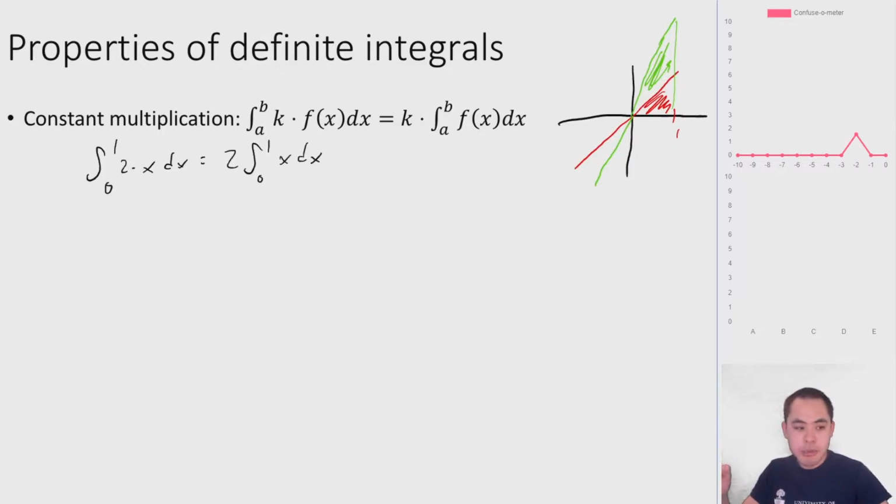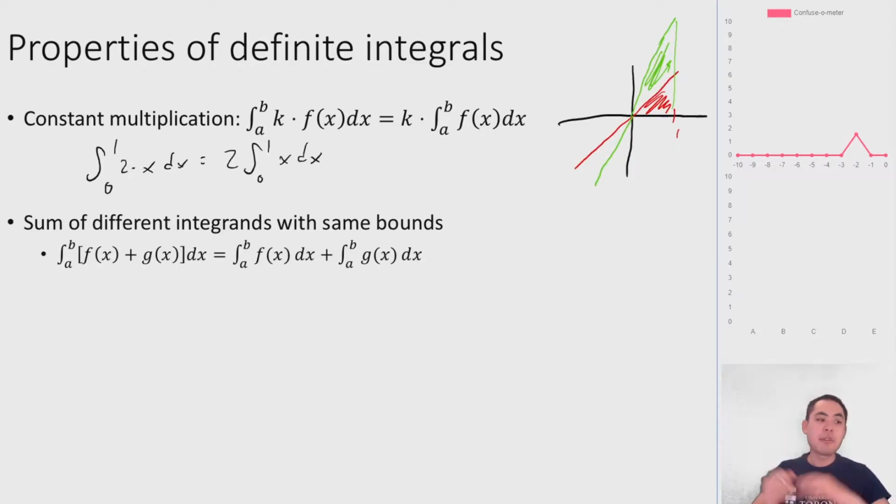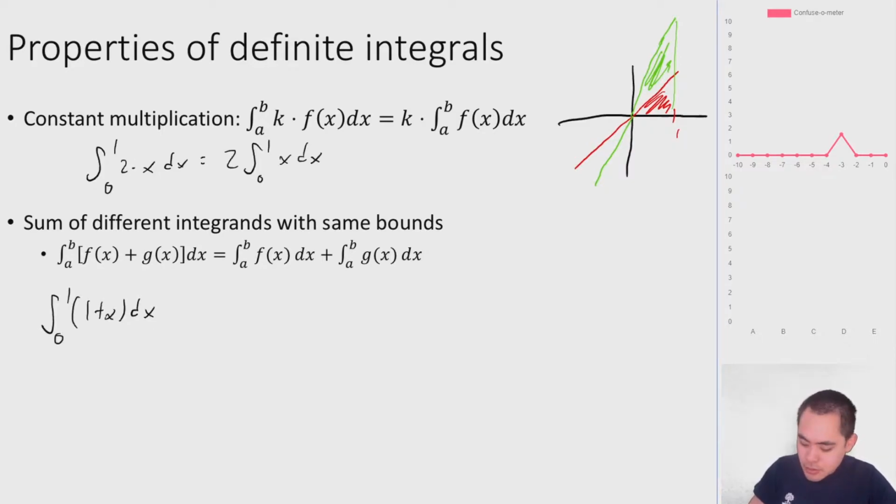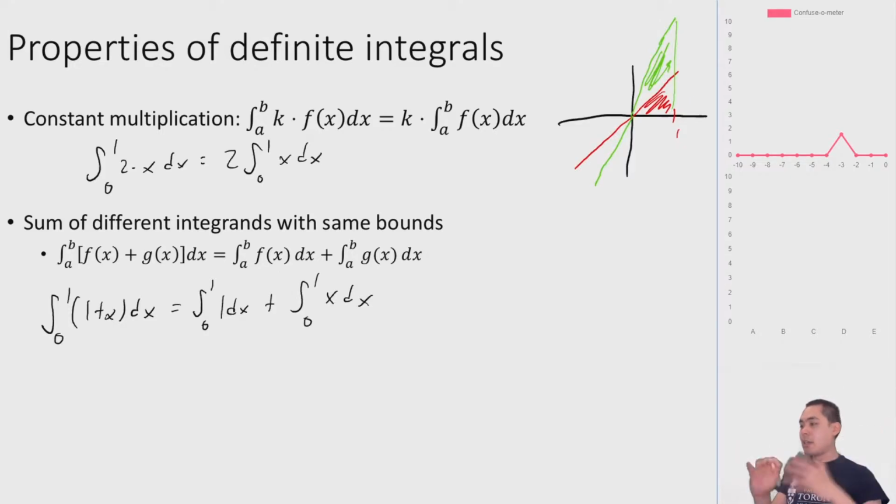Okay, what are some of the other properties? Well, one of the other properties is that if you have the sum of different integrands, so by integrand, I mean the stuff inside of the integral, with the same bounds. So what we are saying is that if you have the integral from 0 to 1 of 1 plus x dx, well, this is equal to the integral from 0 to 1 of 1 dx plus the integral from 0 to 1 of x dx. So basically, the summation, you can separate it out or bring them together. That is an x, not an alpha.